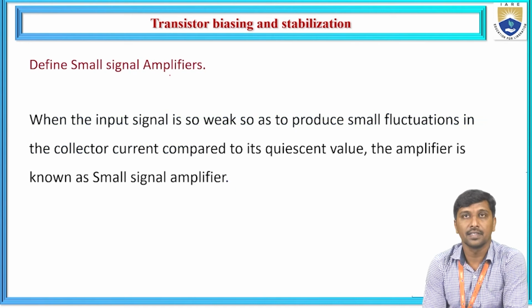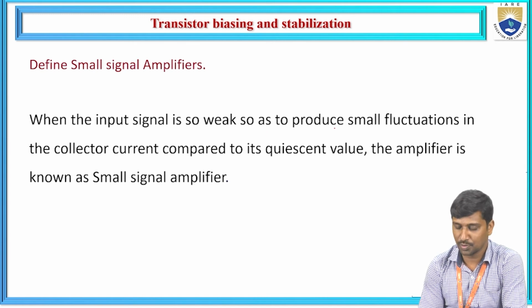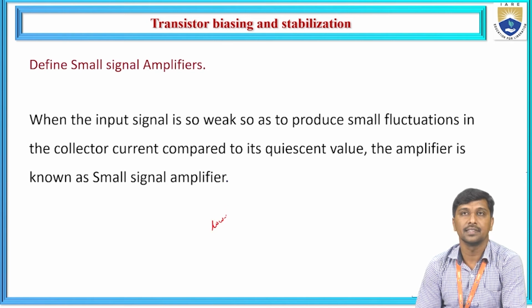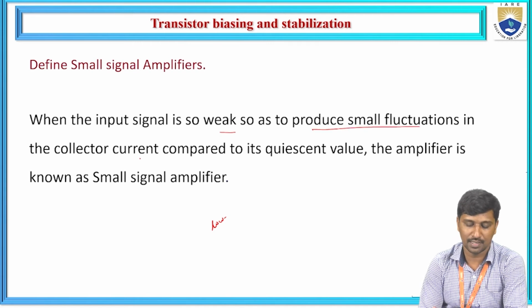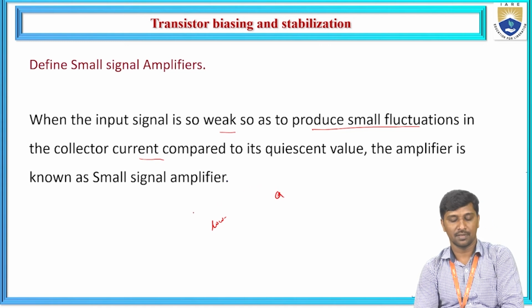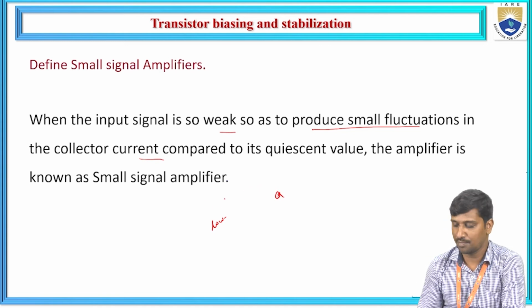Now define small signal amplifiers. When the input signal is so weak as to produce small fluctuations in the collector current compared to its quiescent value, this type of amplifier is known as a small signal amplifier. Small signal analysis means the amplifier is analyzed with very low frequency or low voltage signals. So when the input signal is so weak as to produce small fluctuations in the collector current compared to its quiescent value, meaning the Q point, the amplifier is known as a small signal amplifier.